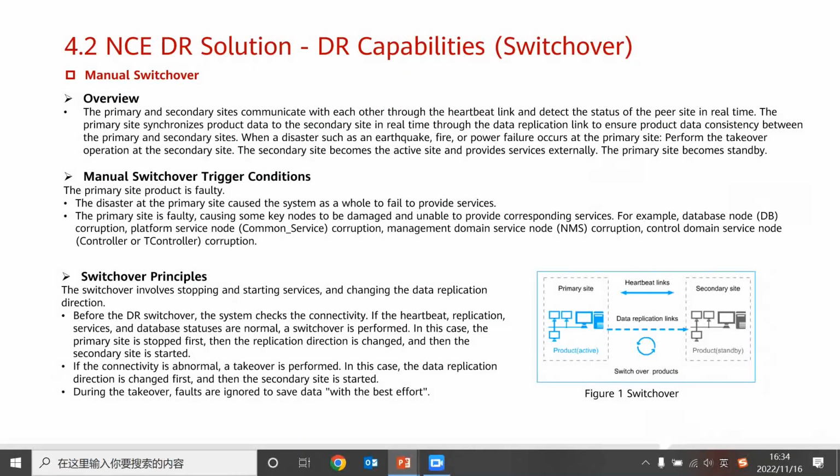So now let's get into details for the three types of switchover. The first one is manual switchover. For the manual switchover, let's take a look at the GIF here. Let's wait for it. The primary side is sending data through the data replication link to the secondary side, and then switchover. After the switchover, this one is active, this one is standby, and this one starts to send data to the standby one. The heartbeat link is always on.